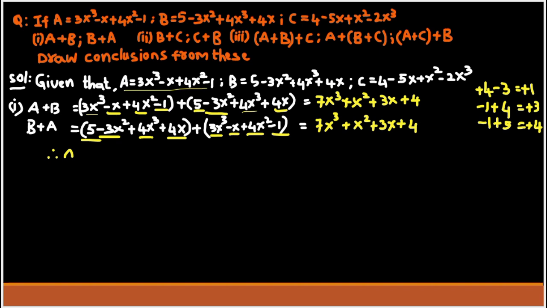So it is plus x square, and plus 4x from b minus x from a, which is plus 4 minus 1, which is plus 3. So it is plus 3x, and 5 minus 1, which is 4. So b plus a results in 7x cube plus x square plus 3x plus 4. From these two sums, we know that a plus b is equal to b plus a.